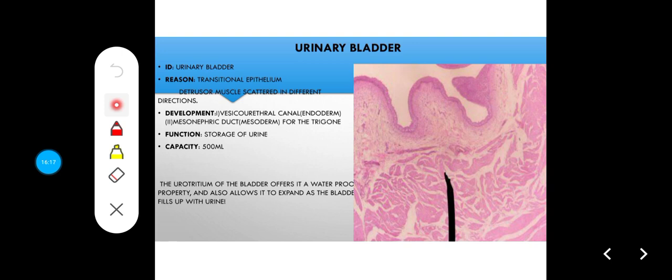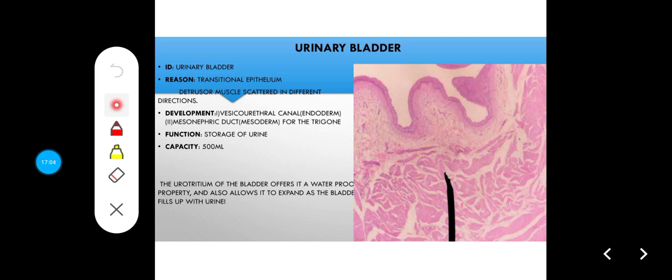Now the next one is the urinary bladder. So the side note, the reasons for identifying the urinary bladder include the transitional epithelium, the detrusor muscles scattered in different directions. The development of the urinary bladder is from the vesical urethral canal, which is endoderm, and the mesonephric duct, which is the mesoderm for the trigone. So the urinary bladder develops from two parts, endoderm and the mesoderm. The function is the storage of urine. The capacity is between 400 to 800 mLs, so around 500 or 600 mLs on average.